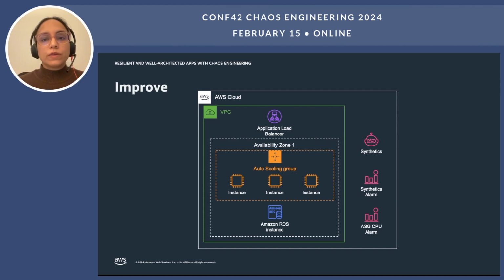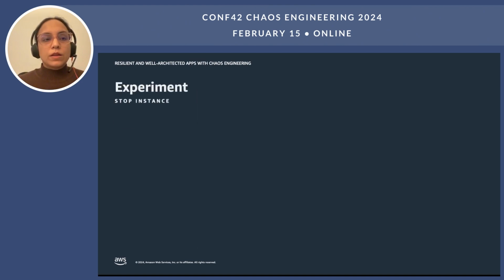Based on the improved architecture, we can now create additional chaos engineering experiments and test the reliability and resilience of our application. With the improvements made, we can now repeat one of our previous experiments to see the difference. What if one of our instances in the auto-scaling group is stopped?